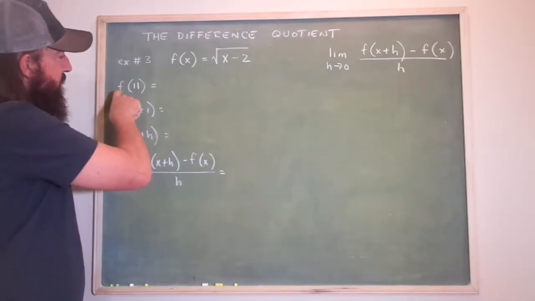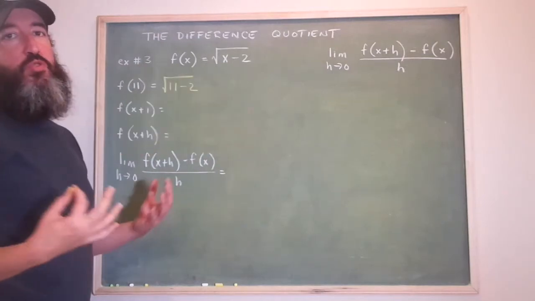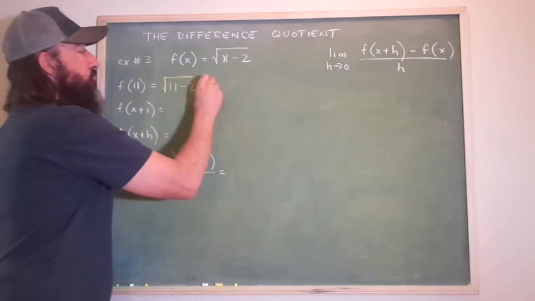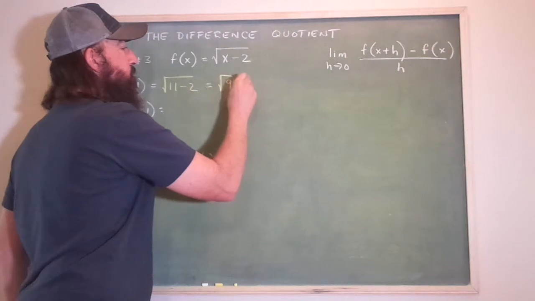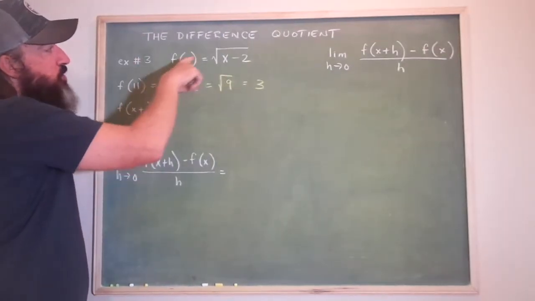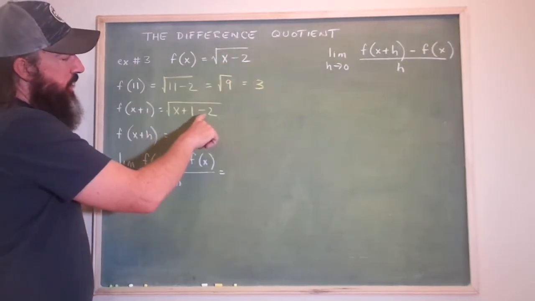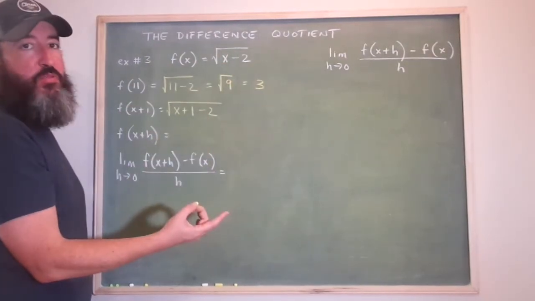Of course, to evaluate f of 11, I'm going to simply plug 11 in for x. This is the square root of 11 minus 2, which is, of course, the square root of 9, which equals 3. To evaluate f of x plus 1, I'm going to plug x plus 1 in for x. I can combine my like terms of positive 1 and negative 2. This is the square root of x minus 1.